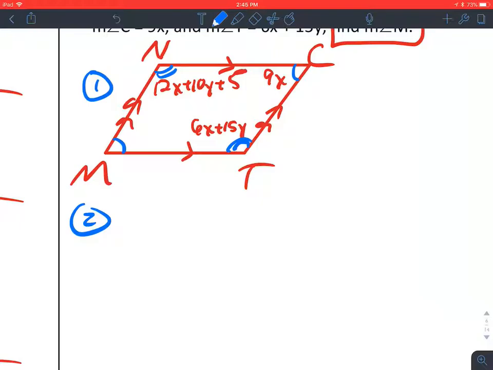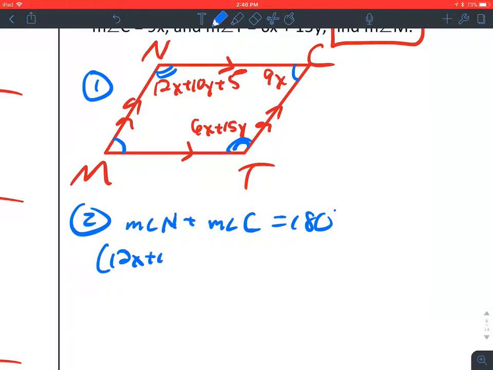I'm going to add the measure of angle N plus the measure of angle C together. They're consecutive, so they're supplementary. So that's 12x plus 10y plus 5 plus 9x equals 180.